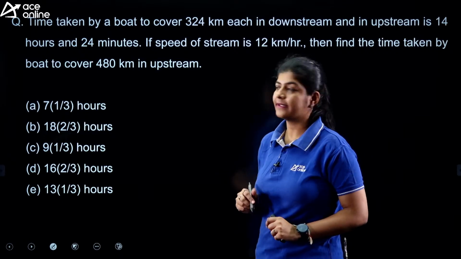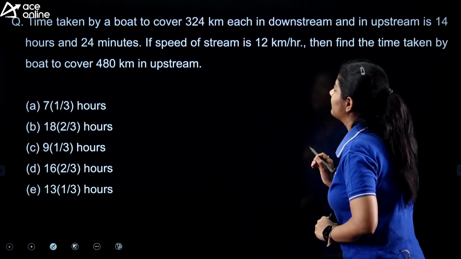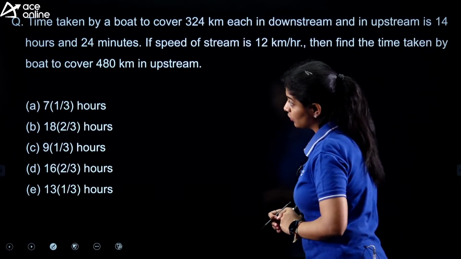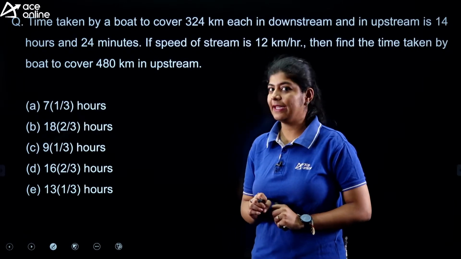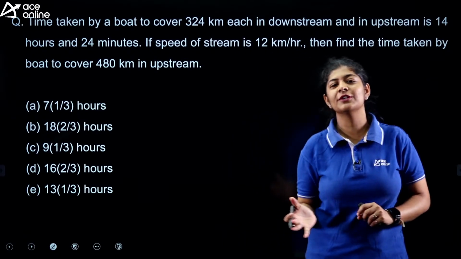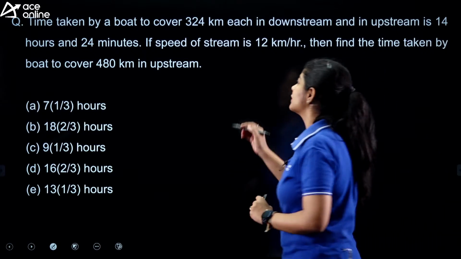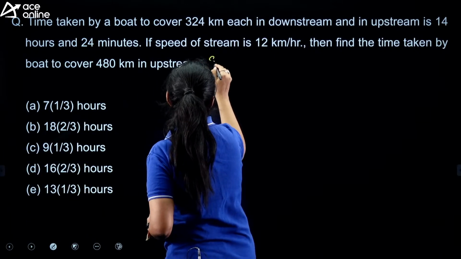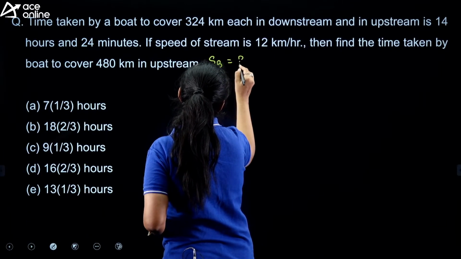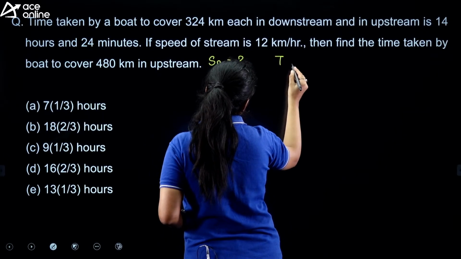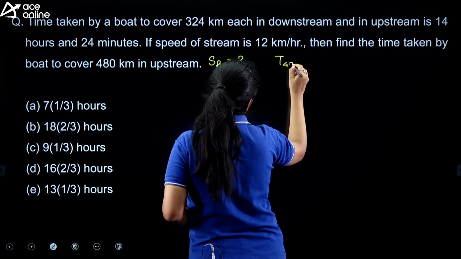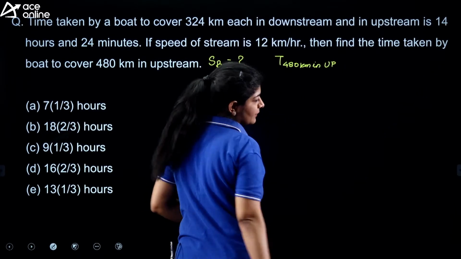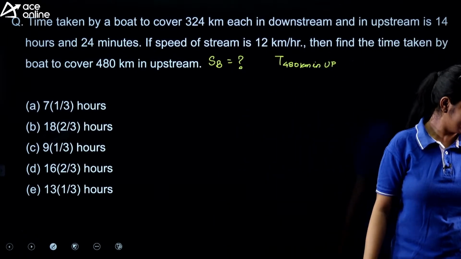This is the total time period. If the speed of the stream is 12 km per hour, then find the time taken by the boat to cover 480 km in upstream. It's a very simple question. First, we simply need to find out the speed of the boat. Once we get this, we can easily find the time taken to cover 480 km in upstream. So what answer are we getting?